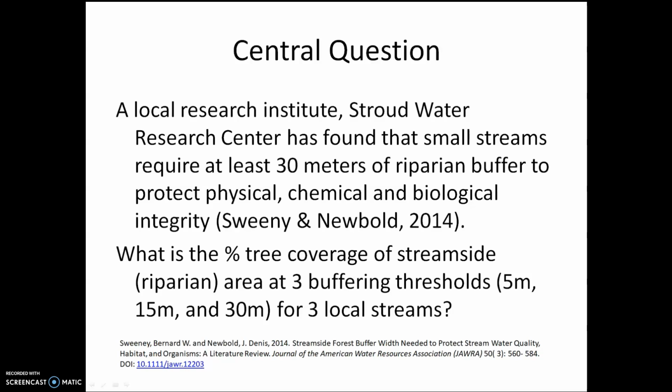And so the central question prompting my project is, what is the percentage of tree coverage on streamside buffer zones at three buffering thresholds at 5 meters, 15 meters, and 30 meters for 3 of the local streams in our school district?